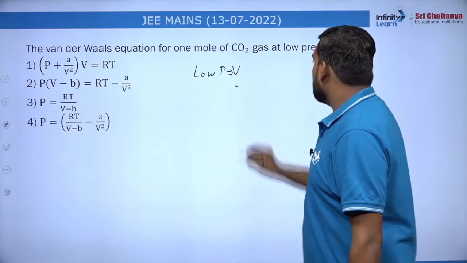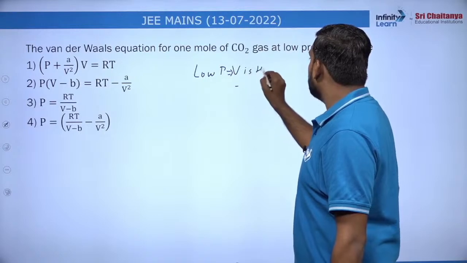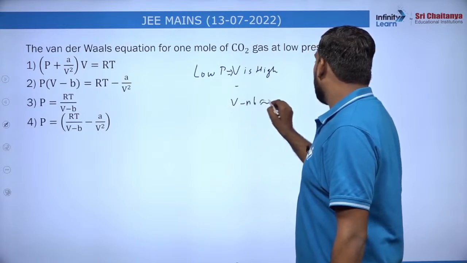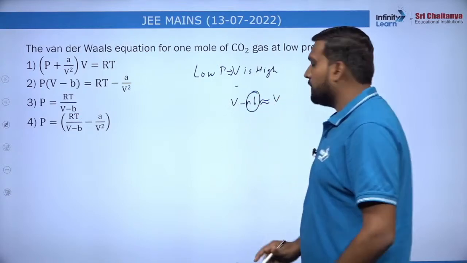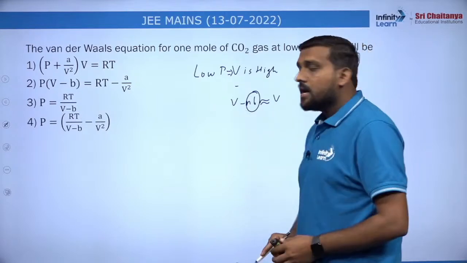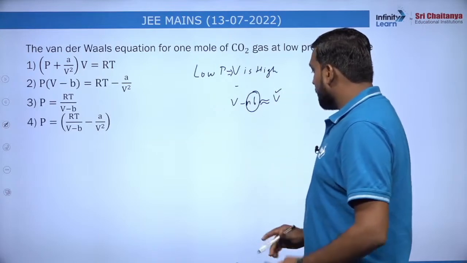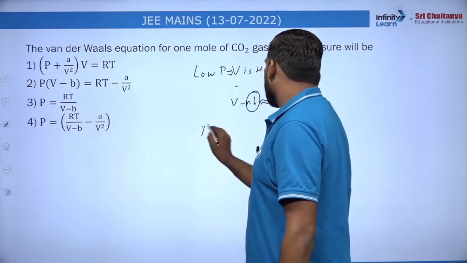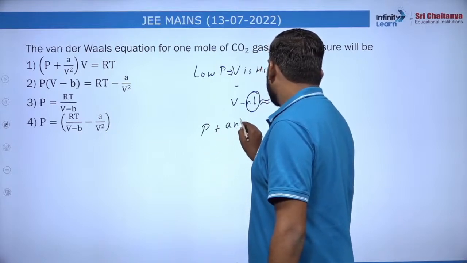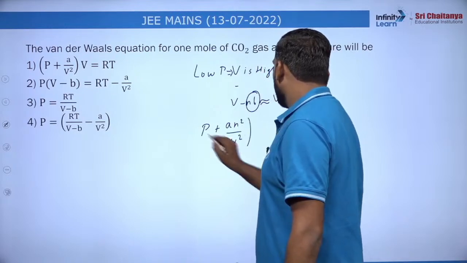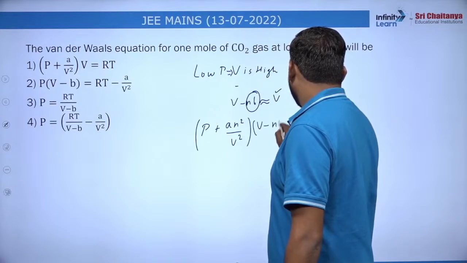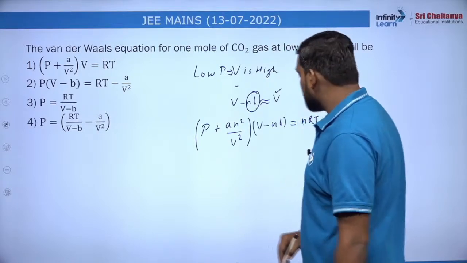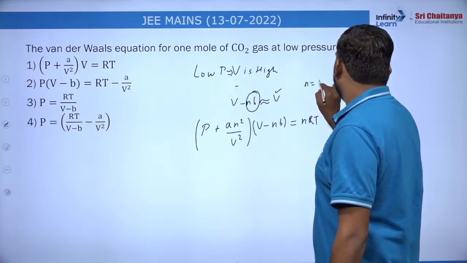If the pressure is low, the volume is high, and if the volume is high, then I can say that V minus nb is approximately equal to V, because this term will not keep any significance in front of the value of V. So it will be equal to V only. Now you can substitute this in the van der Waals equation, which is P plus a n square by V square into V minus nb is equal to RT. Substitute the value of n to be 1 in this question.